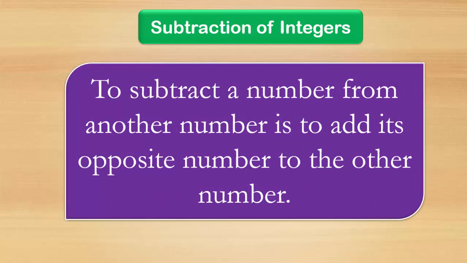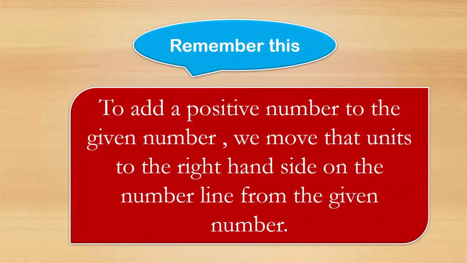To subtract a number from another number is to add its opposite number to the other number. Remember this: to add a positive number to the given number, we move that many units to the right hand side on the number line from the given number.